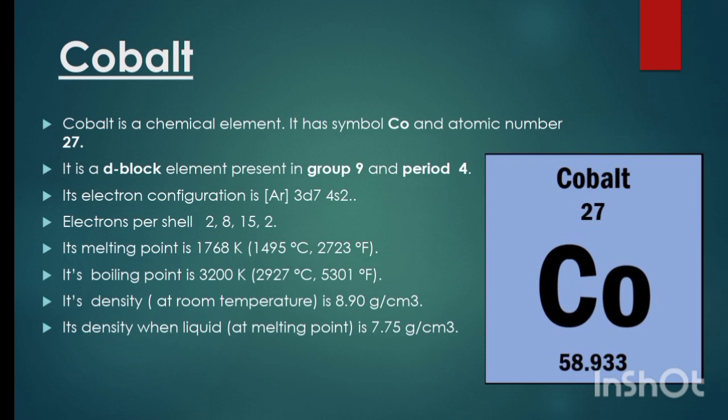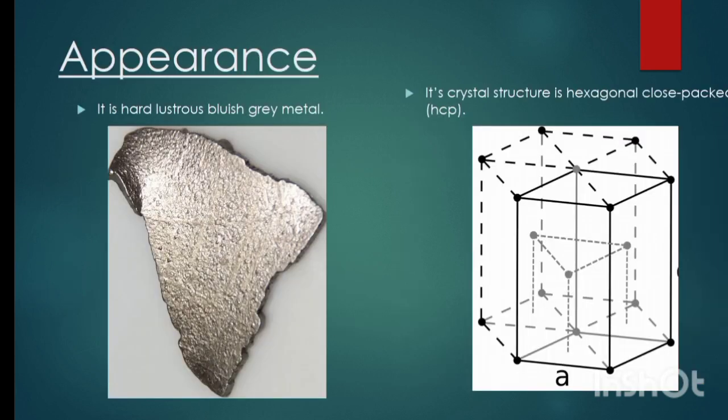Cobalt. Cobalt is a chemical element. It has symbol Co, atomic number 27, and its mass number is 58.9. It is a d block element present in group number 9 and period 4. Its electronic configuration is given. Its melting point is 1768 kelvins. Its boiling point is 3200 kelvins. Its density is 8.90 grams per cubic centimeter. Its density when liquid at its melting point is 7.75 grams per cubic centimeter. Appearance of cobalt. It is a lustrous bluish gray metal. Its crystal structure is hexagonal close packed.